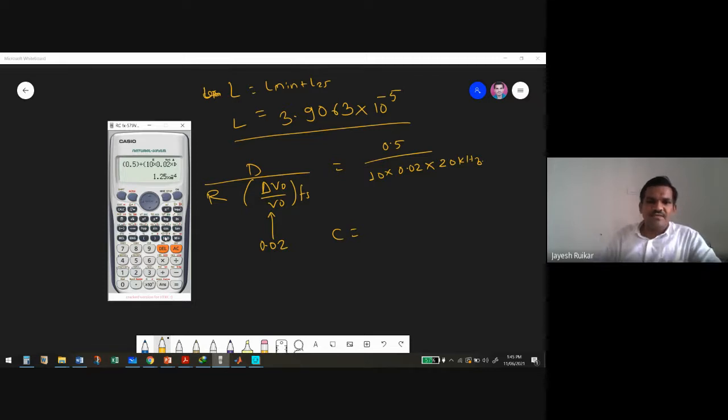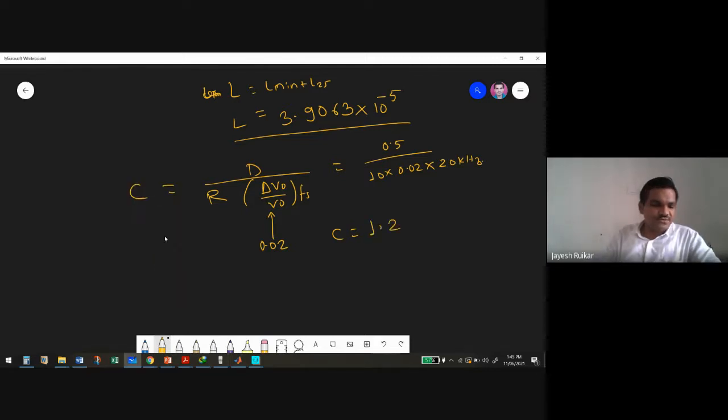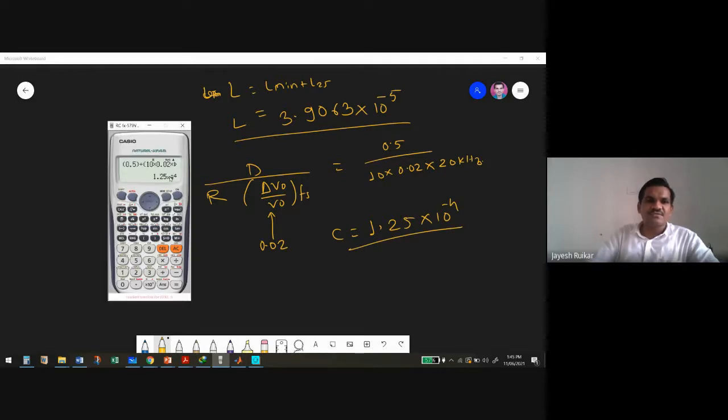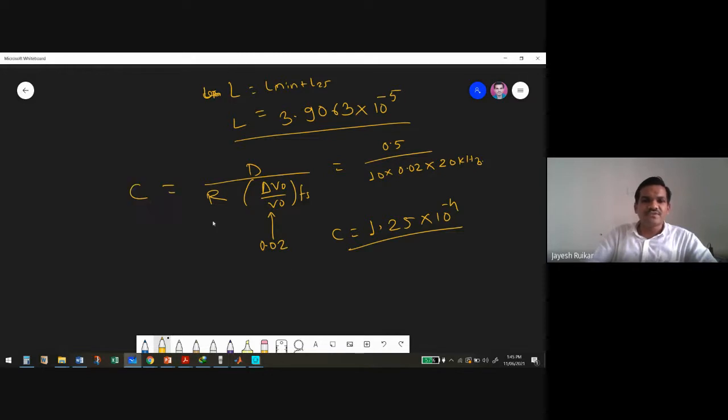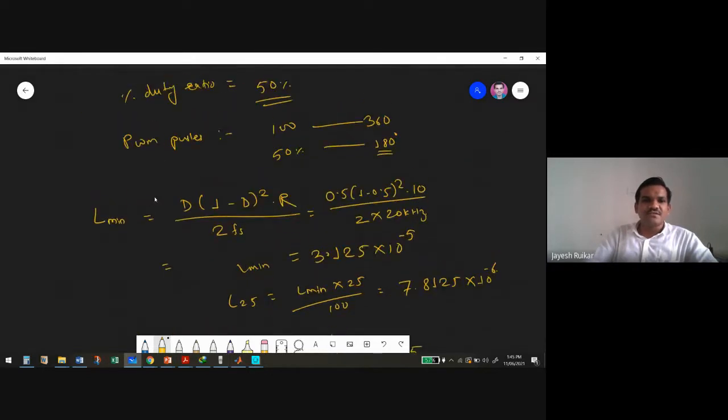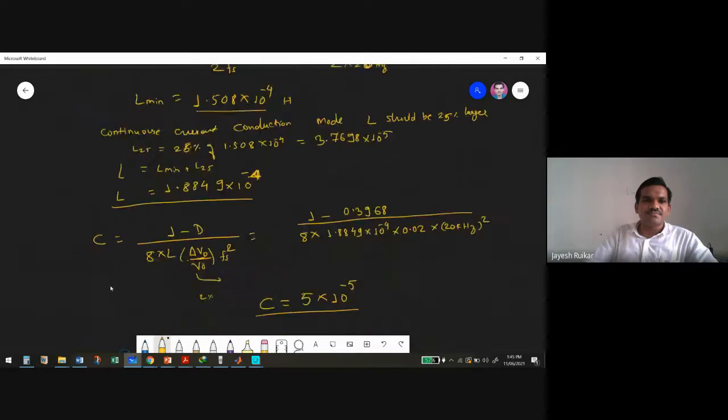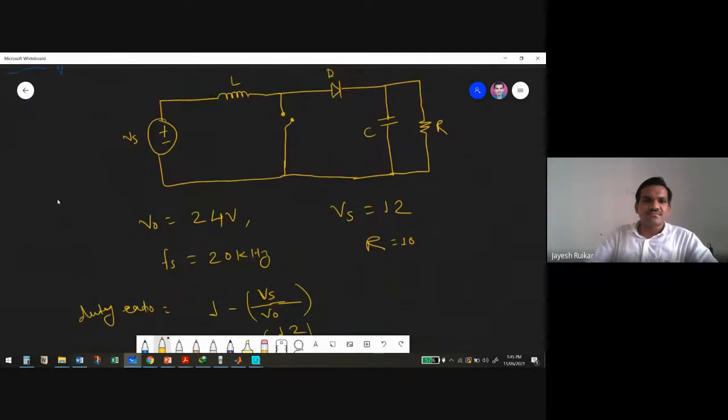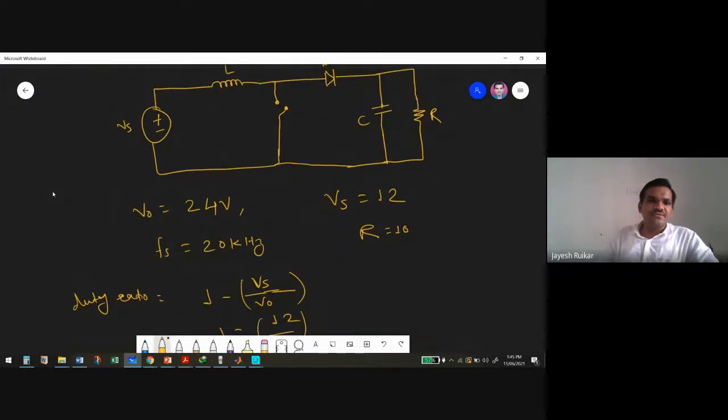The capacitance value will be 1.25 into 10 to the power minus 4. So this value can be considered 10 to the power minus 4. So we got all these values, and we'll keep these values.